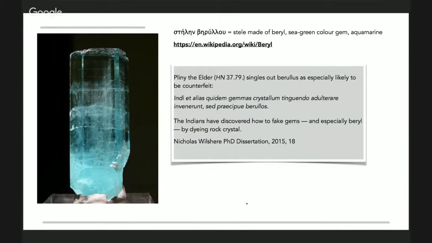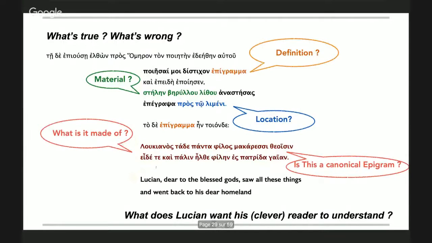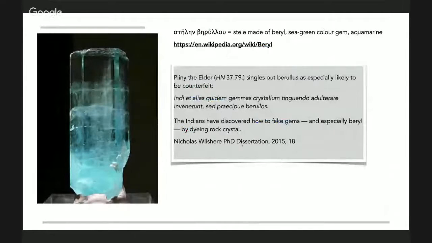So let's begin with the green stelen berilou lithou, the stele made of beryl. Here you have beryl. It's the sea green color gem, what is also called aquamarine. And what is quite interesting is that you immediately understand, looking at this picture, that it is quite impossible or very, very difficult to engrave anything on such a small piece, because it's a gem, so it's not meant to be very big as more common stone where you can engrave letters and inscriptions.